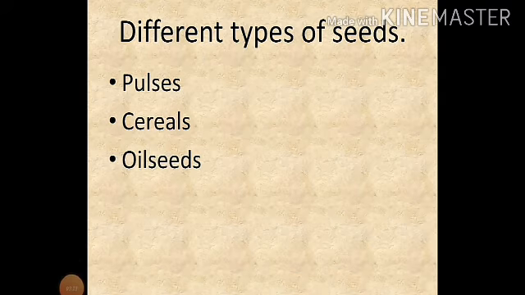Then we have learned about pulses, cereals and oilseeds. So what are pulses? Pulses are the seeds which, when you break them, will be broken into two equal halves, but these seeds do not release any oil. Cereals are the seeds which, when you break them, will be broken into small pieces or powder. Oilseeds are the seeds which release oil, and when you break them, they will be broken into small pieces or powder or paste.